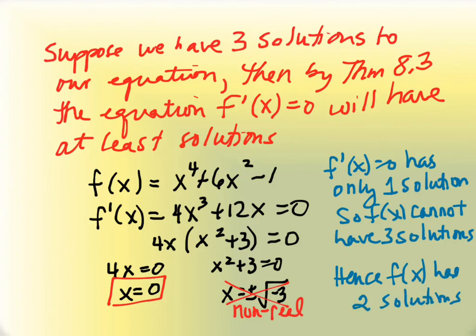Only 2. We showed before it had at least 2, right? Intermediate value theorem. And then we have to show it can't have more. It can't have 3. So we assumed it did have 3, and we ran into a contradiction. The contradiction was that when we assumed that we had 3 solutions, we should have gotten 2 solutions from the derivative set equal to 0, and we didn't. So we ran into this problem.